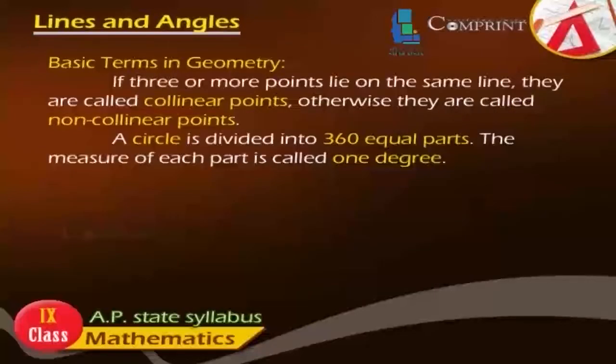If three or more points lie on the same line, they are called collinear points. Otherwise, they are called non-collinear points. A circle is divided into 360 equal parts. The measure of each part is called 1 degree.